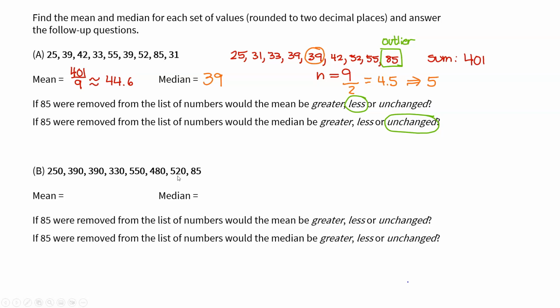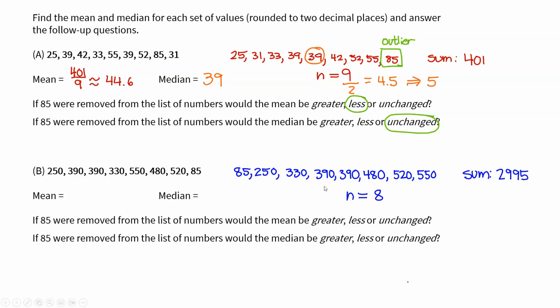For this one here, again, putting these values in order. The mean, again, you're going to add these up, get a sum. You have 8 values here. And then you're going to divide 2995 by 8 to get the mean. You get 374.375.